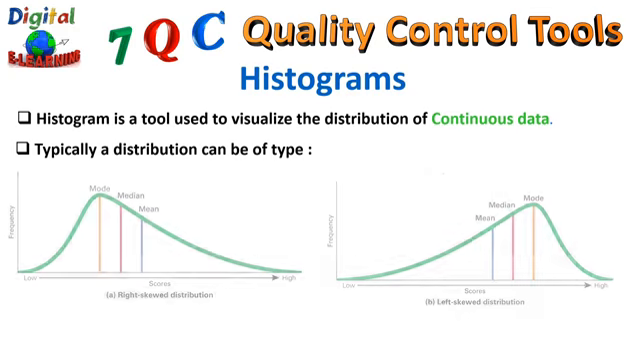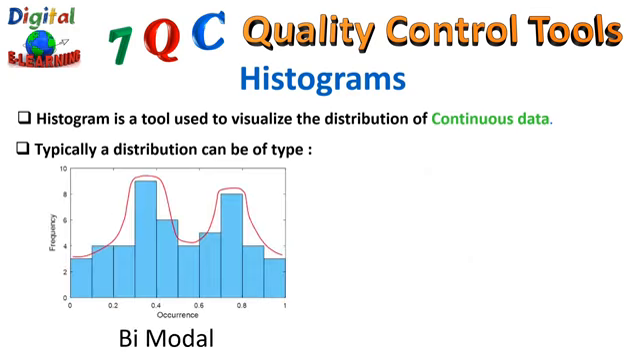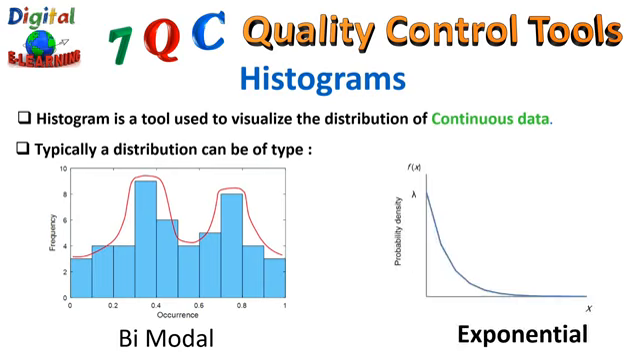Apart from that, they can have two other distributions, like bimodal or multimodal, or they can have exponential distribution. So these are not all the distributions. They can have any number of distributions, but these are the most common distributions you can see from the data.